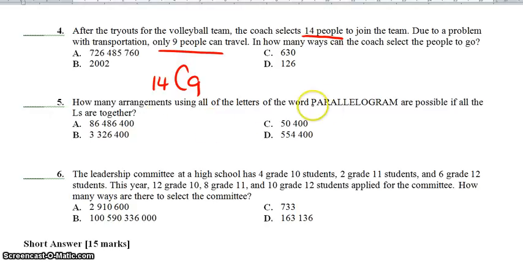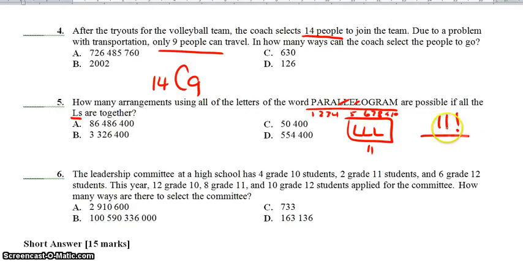Okay, let's try the next one. You want to arrange the word parallelogram, and you want to put all the L's together. So you can look at the L's together as just one tile. They have to be together, and between them there's no other arrangement. It's always L, L, L. So there's one thing you need to arrange. You can cross this out, and then you just count how many of them are there. 1, 2, 3, 4, 5, 6, 7, 8, 9, 10, including this one. You have 11 objects to arrange. So the answer is 11 factorial.